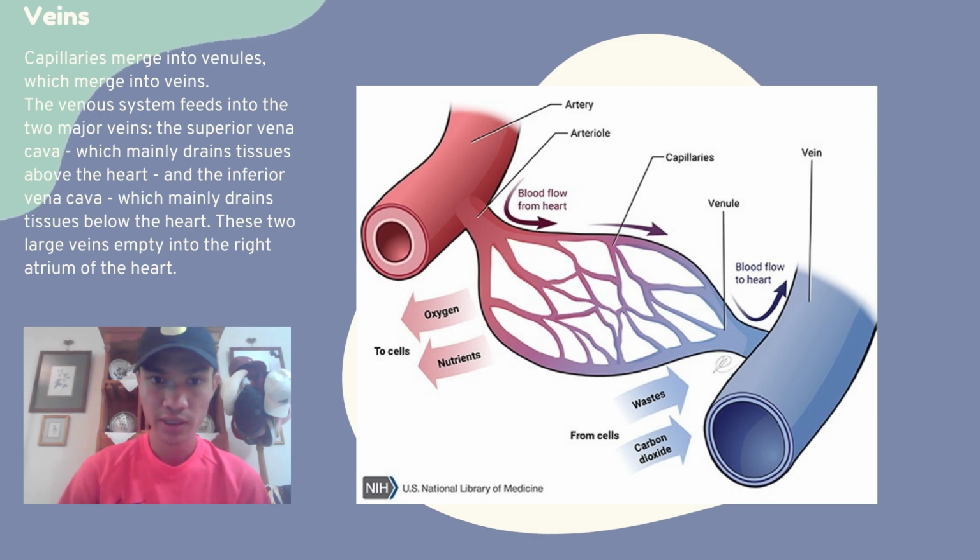As you can see in the image, you can see where the artery, arteriole, capillaries, venules, and vein are located. You can see the flow of blood from the heart and back to the heart through the veins, along with oxygen, nutrients, waste, and carbon dioxide.